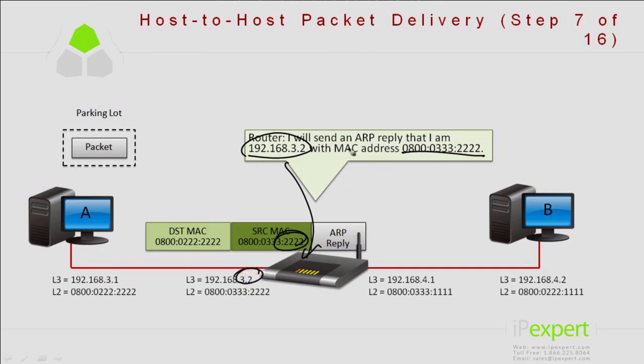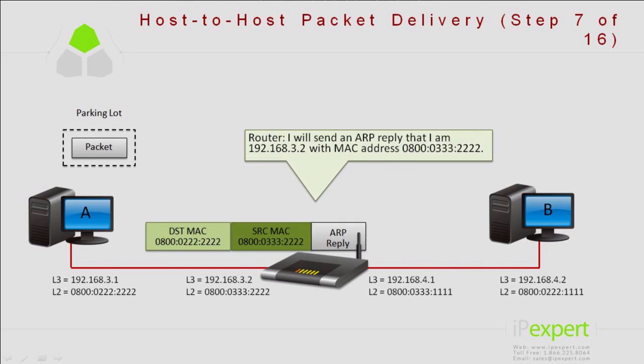So it says, I will send an ARP reply that I am 192.168.3.2 with this MAC address. So what's happening here is this device is proxying this ARP. In other words, it's saying, this is the MAC address that I'm actually physically sending, so here is 3.3.3, that's my MAC address, and all it's going to do is say, hey, whoever you are that has this address, or the address that we're looking for, I need you to reply to me.